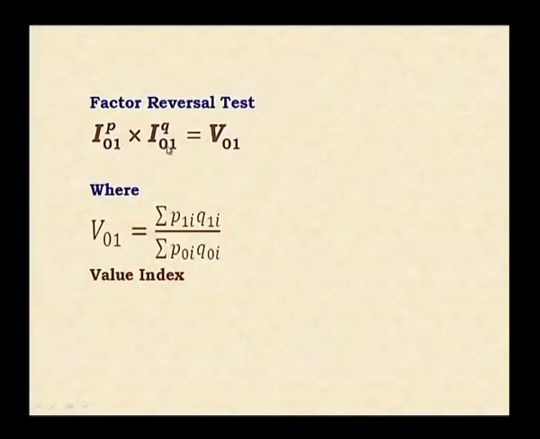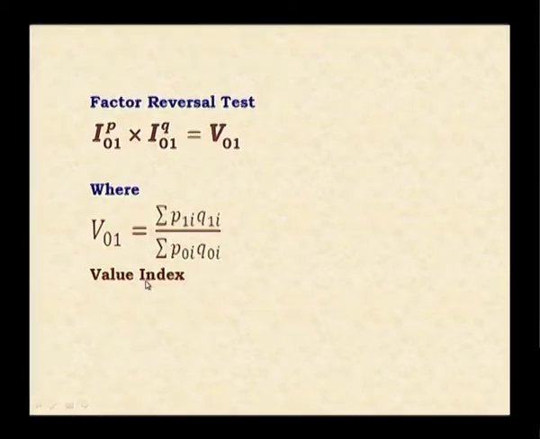So, the product of this must be equal to V01, where V01 is equal to sigma P1i times Q1i divided by sigma P0i times Q0i, and this is known as the value index.